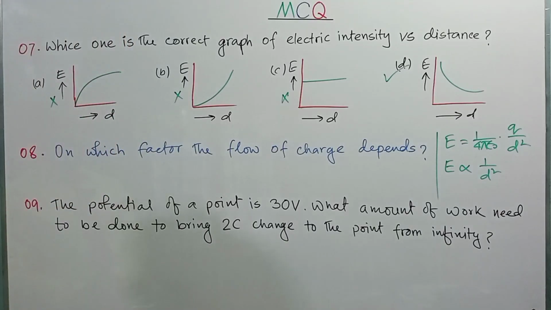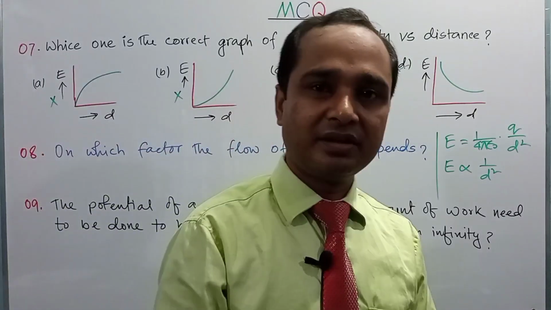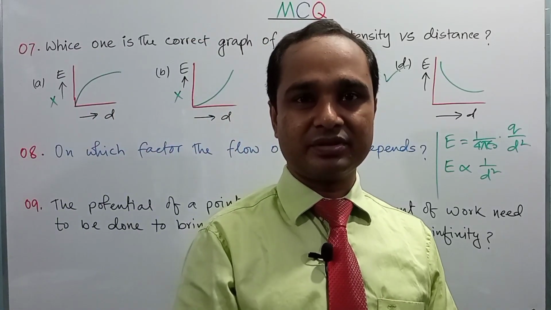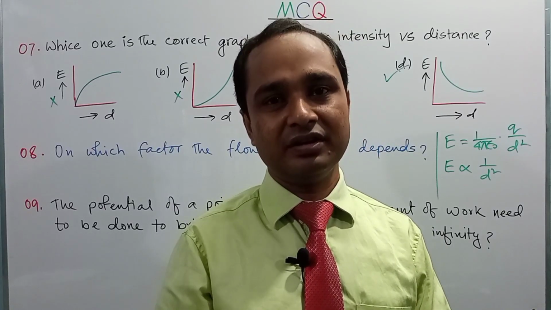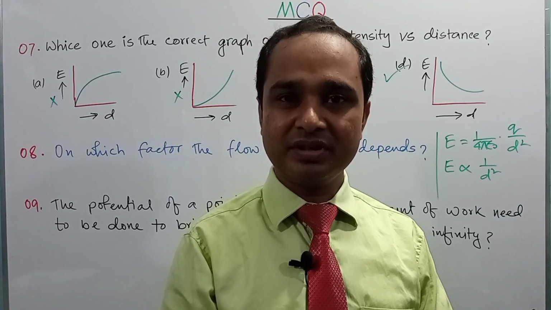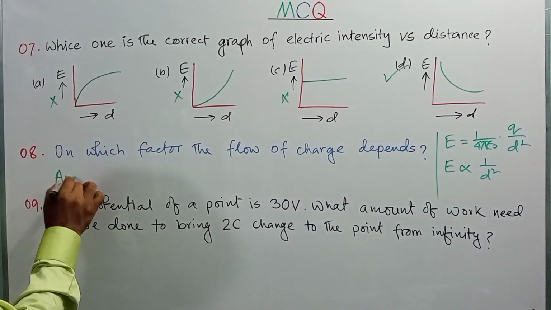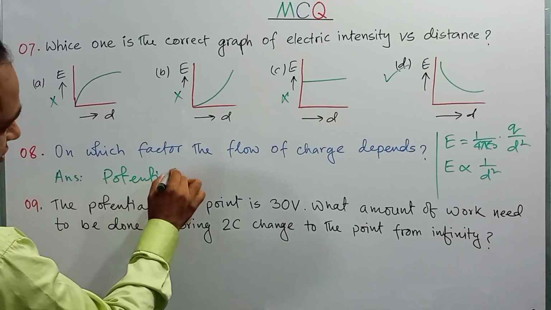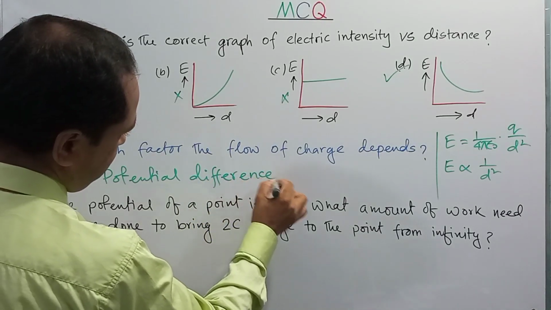And in the next question, they asked on which factor the flow of charge depends. From the basics of electric current, we can say that the flow of charge depends on the potential difference between two points. That is, electric current or the flow of charge depends on the potential difference between two points. So the correct answer will be potential difference. Right.